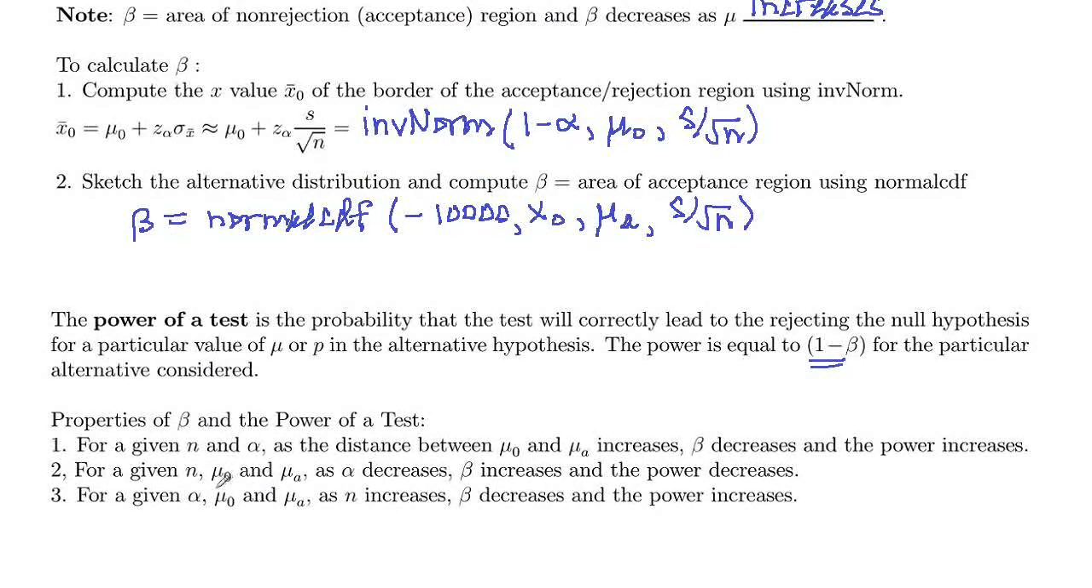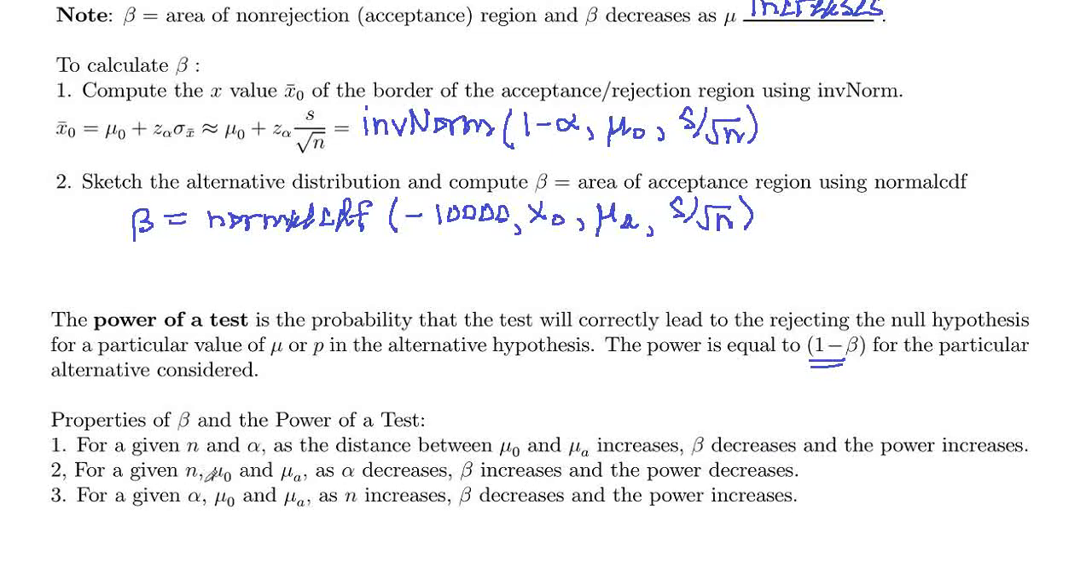The power of a test. For a given n and alpha, the distance between mu0 and the alternative mean, mu a, increases. As that distance increases, beta decreases. Okay, that's what we saw as our beta decreased.